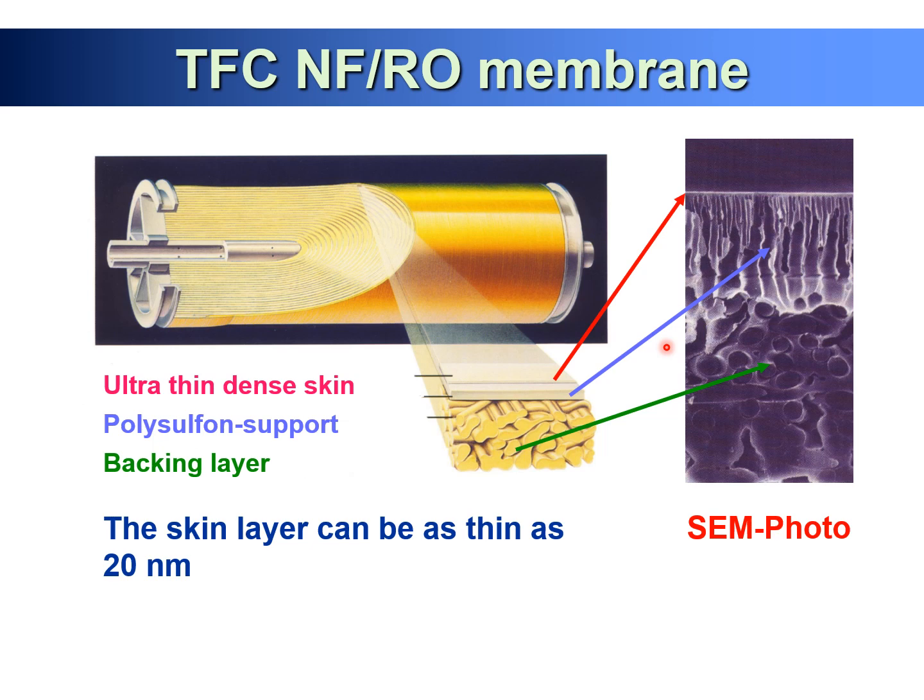You can see there are 3 layers for the RO membrane. The first layer is the ultra thin skin layer. The second layer is the polysulfone support layer, and the last layer is the backing layer. This skin layer we just call polyamide thin film composite. So we call it the TFC, thin film composite RO membrane.